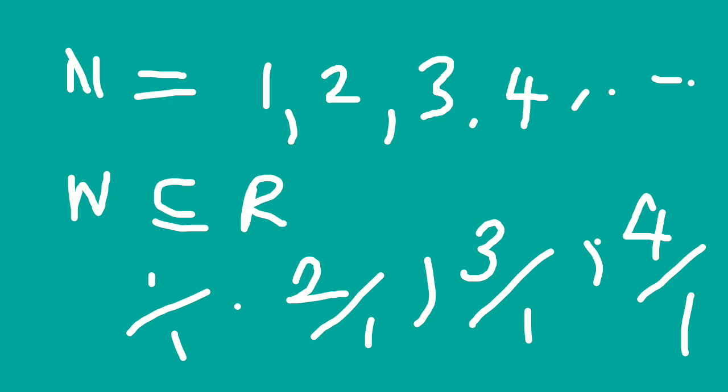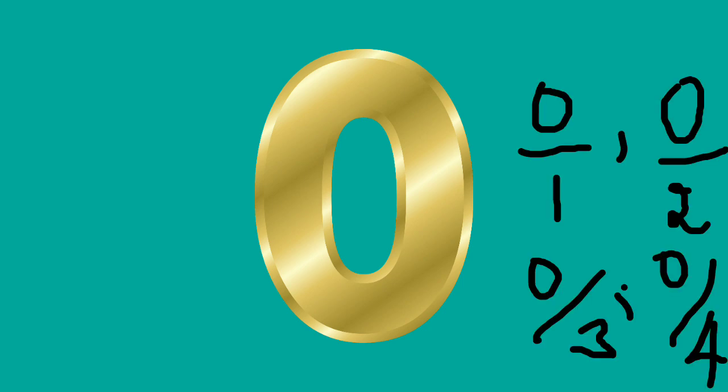Is it clear? Yes. Now a special case: is 0 a rational number? Yes, just think. Yes, 0 is a rational number because it is an integer that can be written in the form of 0 by 1, 0 by 2, 0 by 3, 0 by 4, etc., because all the answers must be 0.